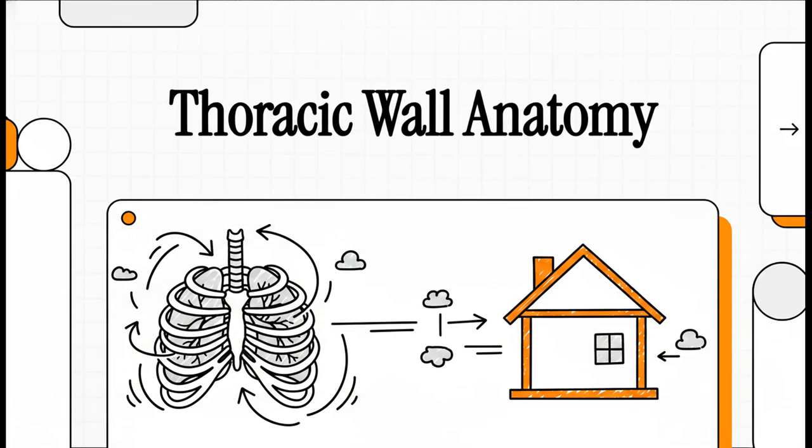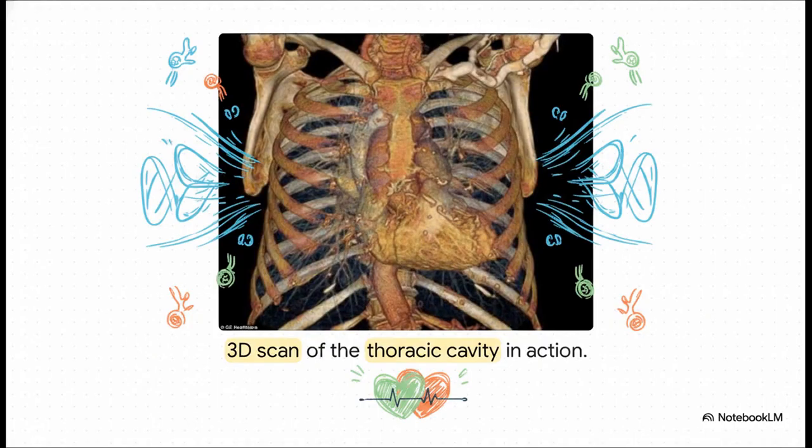Welcome to the Explainer. So today we're looking at something you use, probably over 20,000 times a day without even thinking about it. We're exploring the anatomy of the thoracic wall. But listen, I don't want you to just think of this as some dry list of bones and muscles. Think of your chest wall as a dynamic, moving biological house. It's an absolute structural masterpiece that literally keeps us alive, constantly expanding and contracting to pull life-giving air into our lungs. Okay, let's dive right into this.